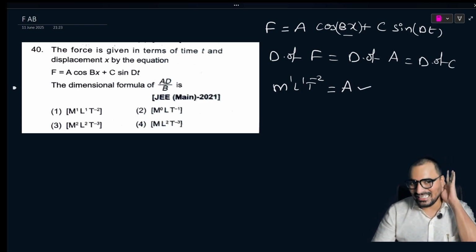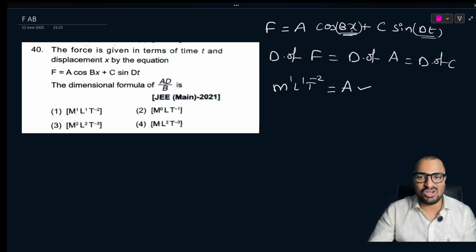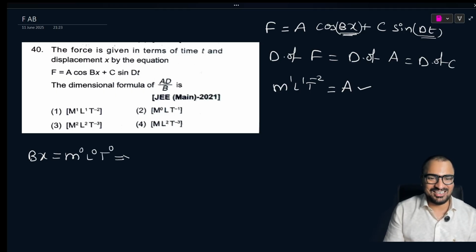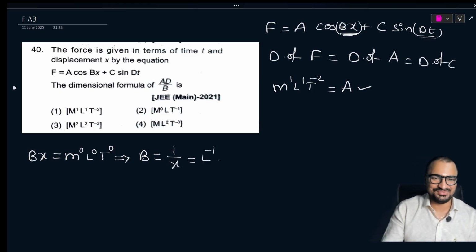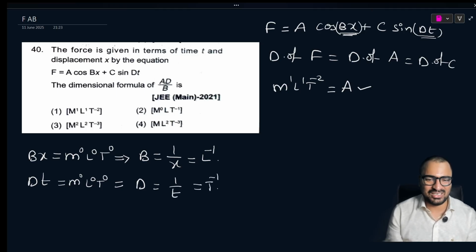What about the dimensions of B and D? I already told you, cos of Bx is an angle, so it is dimensionless. Bx is M0 L0 T0. So the dimension of B is 1 by x. X is a displacement, so B has dimension L power minus 1. Then dt is M0 L0 T0, so the dimension of D is 1 by t, that is T power minus 1.